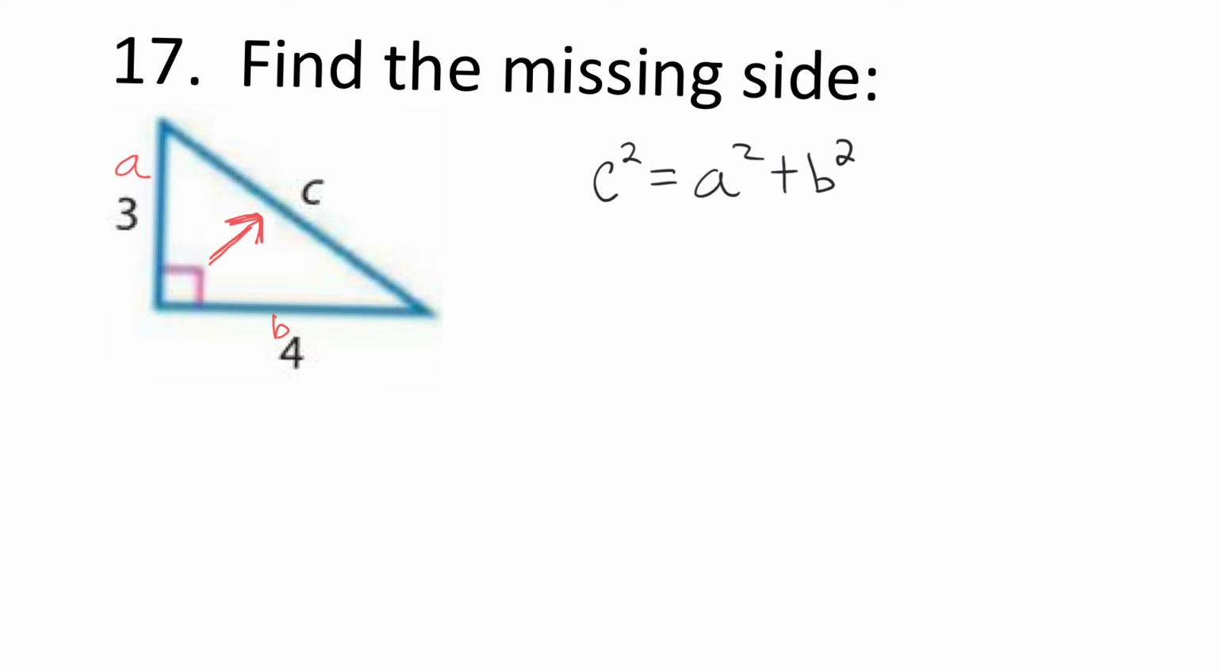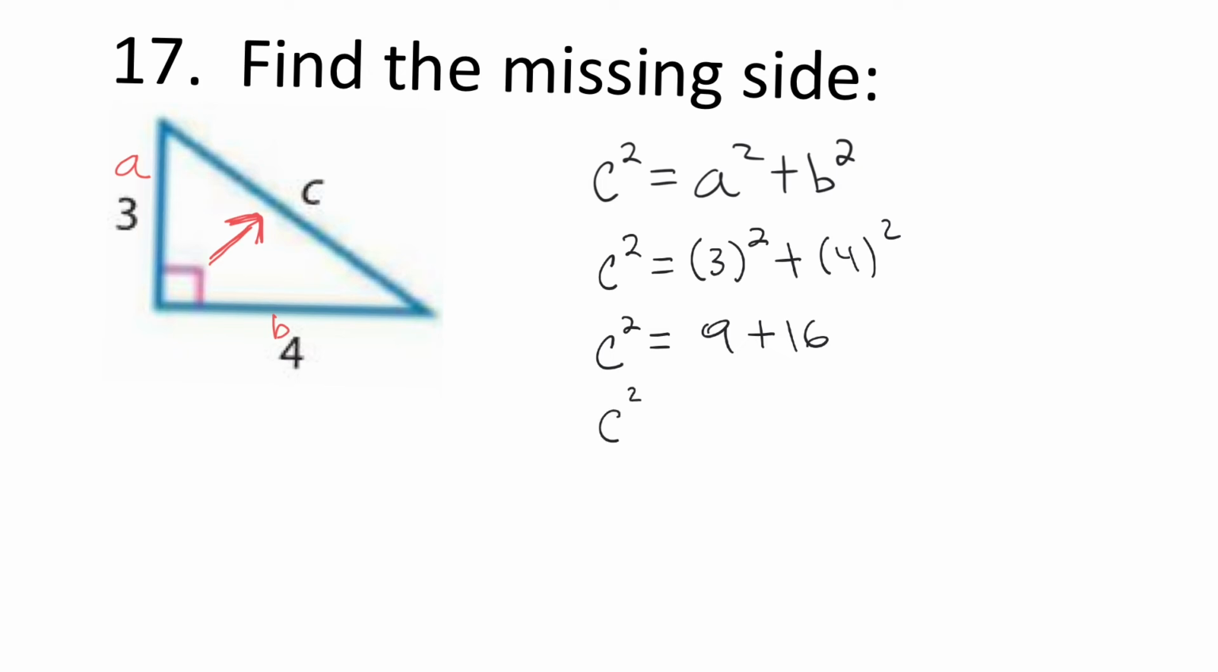So I'm going to substitute. We're looking for C. Notice, we don't have the C value, the hypotenuse, so we want to find C. So I'm going to put C squared equals, and then you substitute the 3 squared, plus the 4 squared. You can use a calculator or do it by hand, but 3 squared is 9, 4 squared is 16. This is not too bad, so I can do it by hand. I am going to have C squared equals 9 plus 16, which is 25.